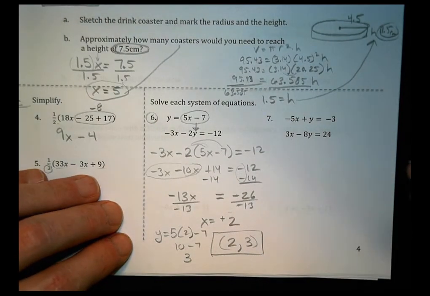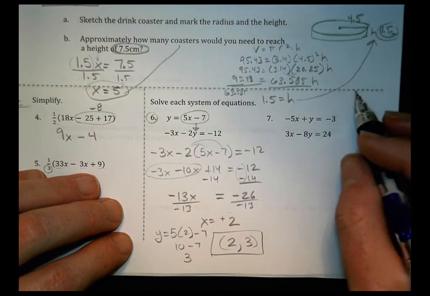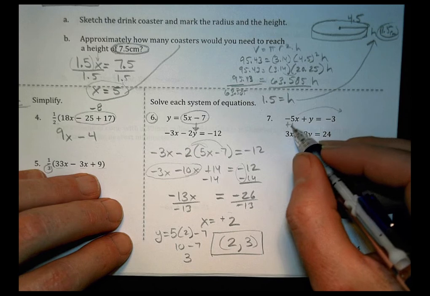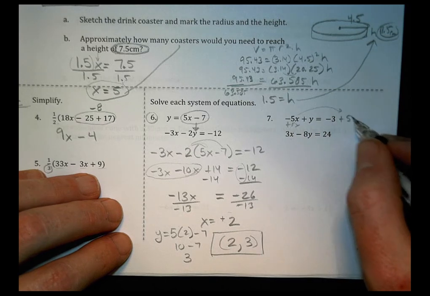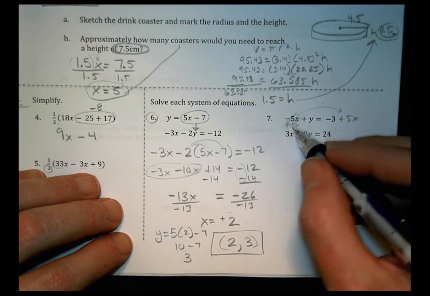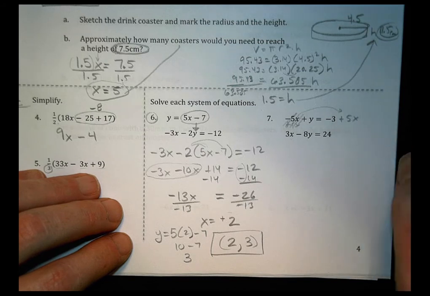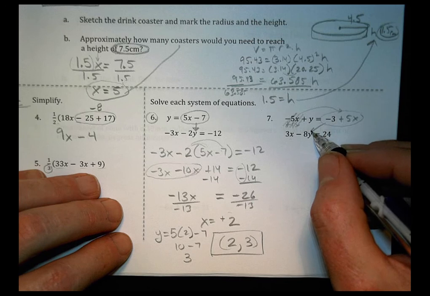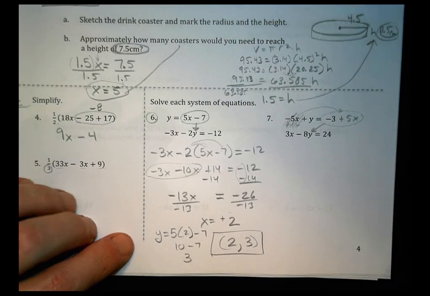You're going to do the same idea for number 7. The trick here is that you first need to move this over there. So we add 5x, so that y equals negative 3 plus 5x. Then take this amount and put it right there, and then solve for x. Okay? I'll let you do that.